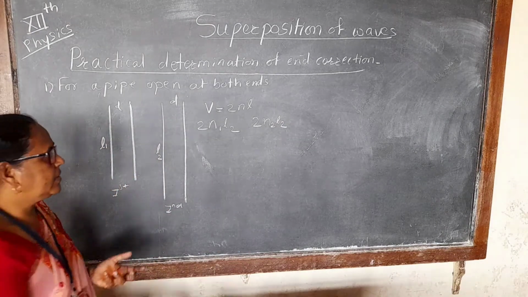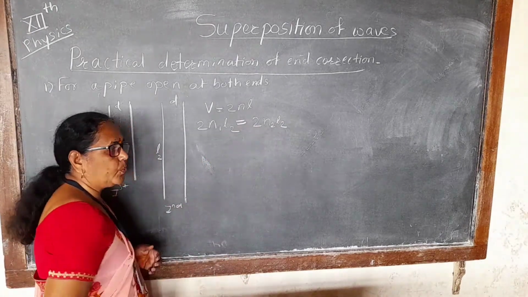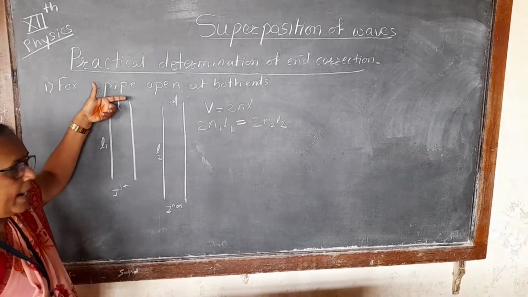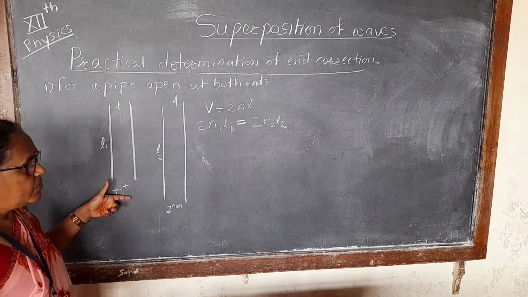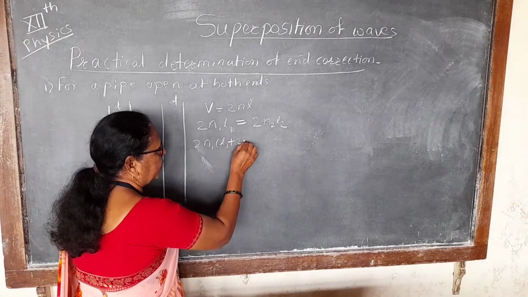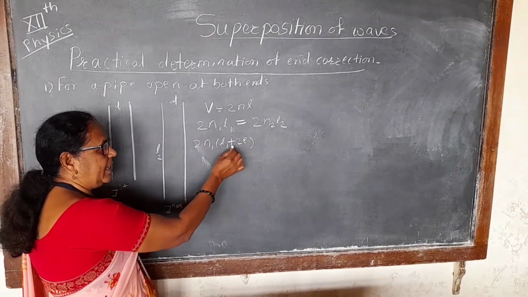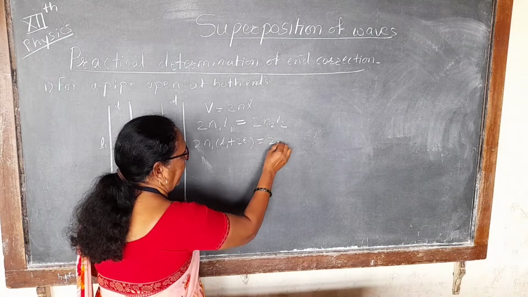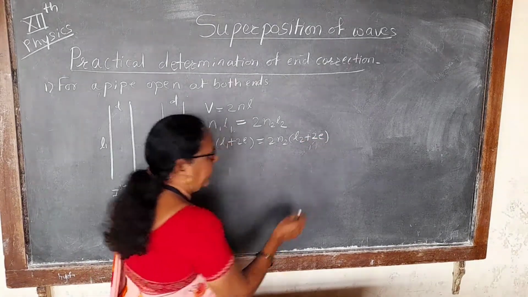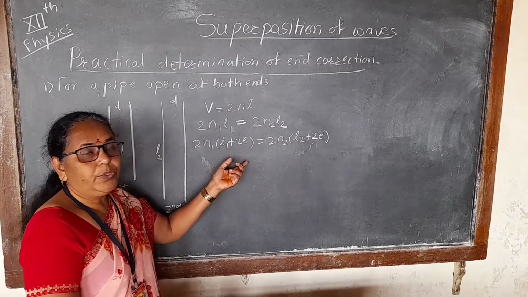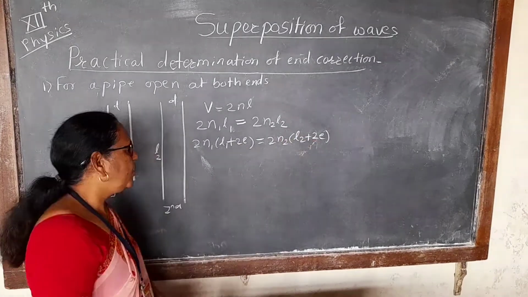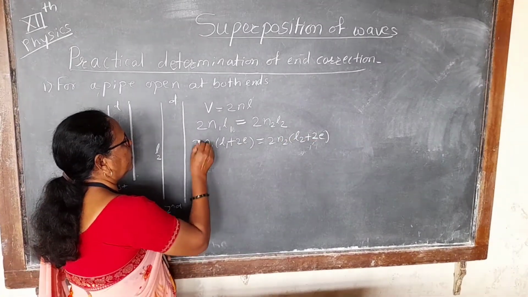As the velocity is constant, we can equate these two. Now here, the end correction should be added at this end and this end. So L1 is replaced by L1 plus 2E, and L2 is replaced by L2 plus 2E. End correction is 0.3 into diameter, and this diameter is the same for both tubes, therefore it is just written as 2E. Now expand this, the 2 will get cancelled.